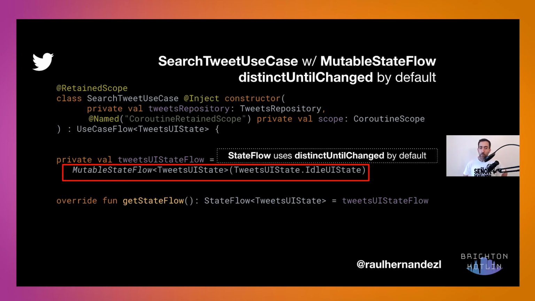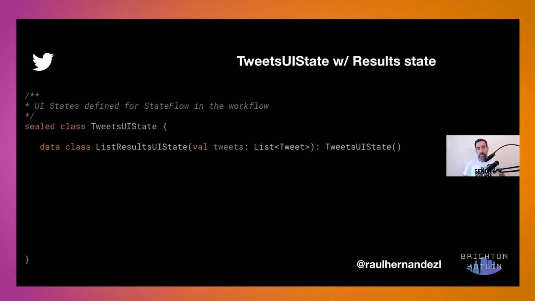Also, you always need to pass the latest value. That means you always have at least one value. So you had better have something for the very initial state, even if it's an idle state that doesn't do anything, but you need it. Then I modeled that for the UI with TweetsUiState by creating a data class that is a list results UiState with a combination of tweets.